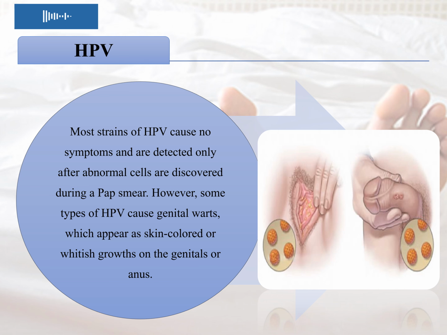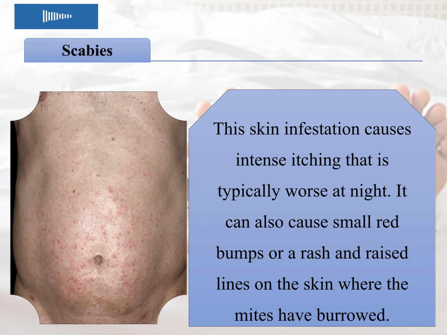Most strains of human papillomavirus cause no symptoms and are detected only after abnormal cells are discovered during a pap smear. However, some types of HPV cause genital warts, which appear as skin-colored or whitish growths on the genitals or anus. Scabies symptoms include intense itching that is typically worse at night, and it can also cause small red bumps or a rash and raised lines on the skin.